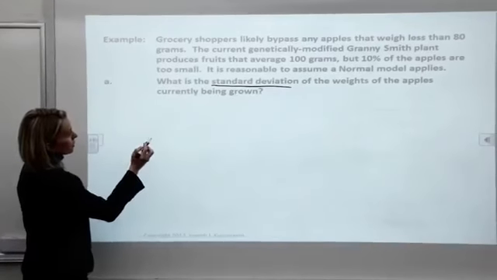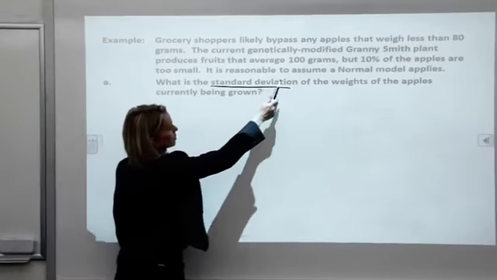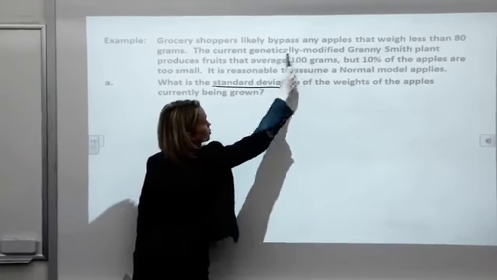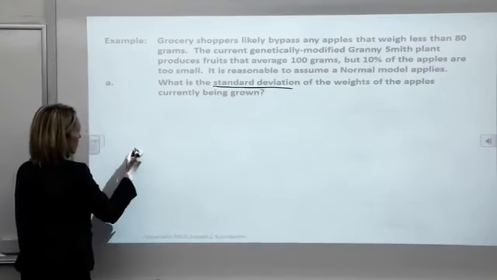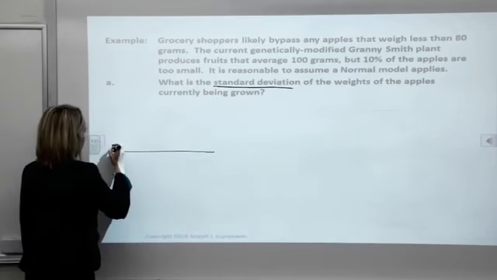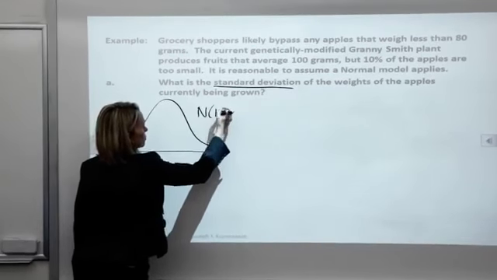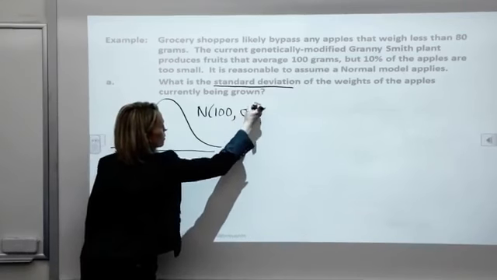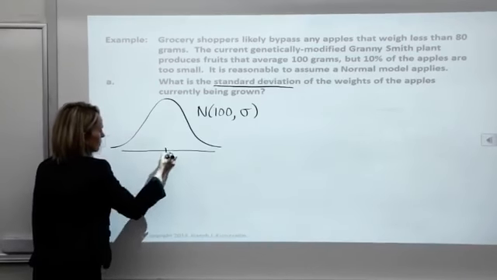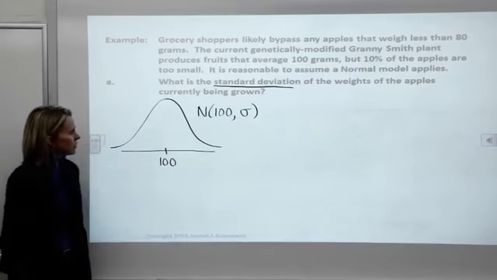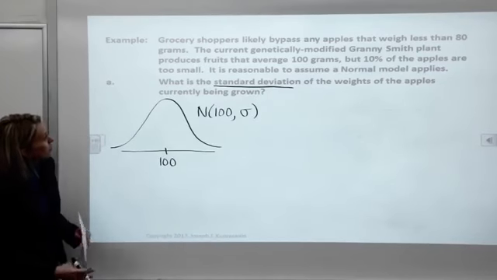So I'll start with the fact that we know that these apples follow a normal distribution with an average weight of 100. So we have a normal model, the average weight is 100. I do not know the standard deviation. So that's what we know. What else do we know?